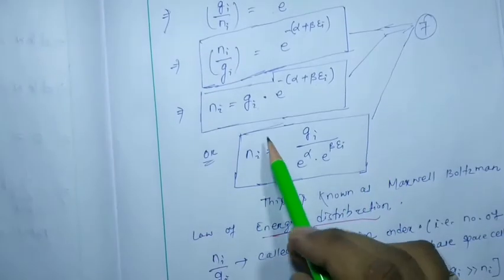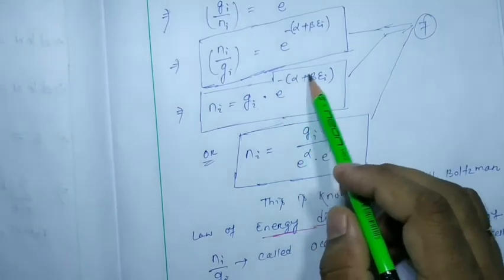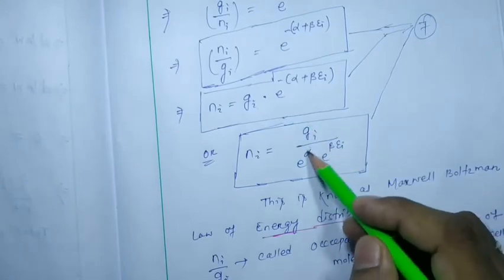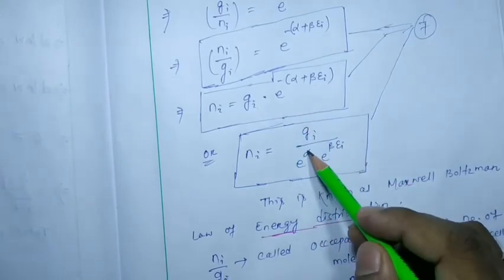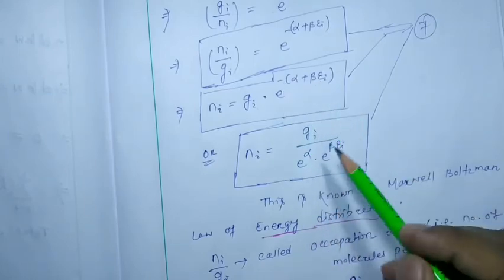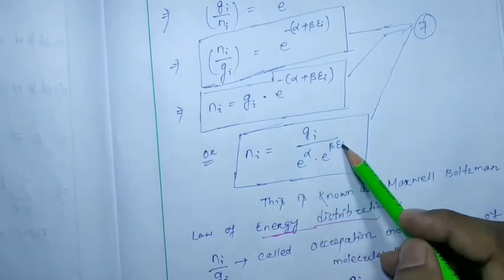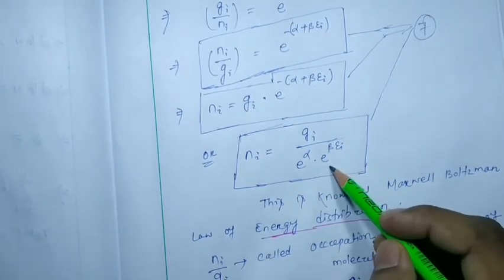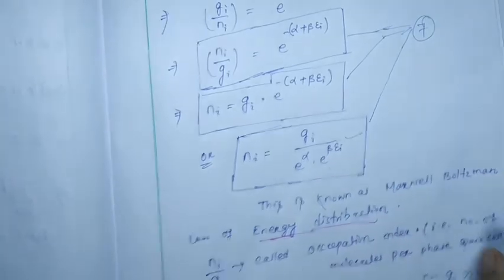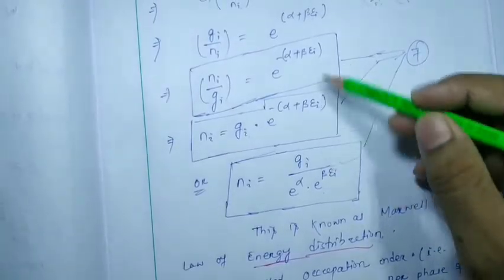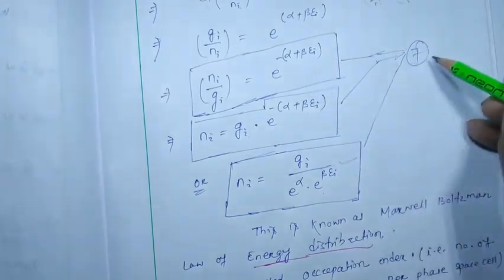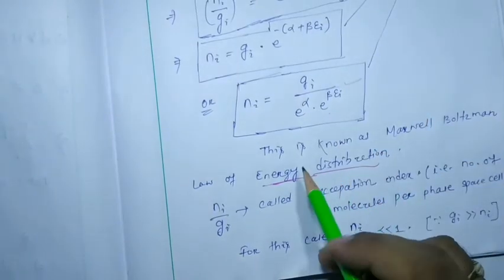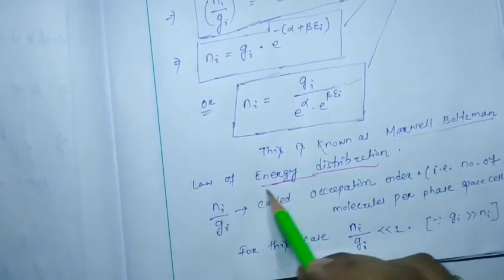Or ni can be written as gi by, if you consider e to the power minus alpha, moved to the denominator it is e to the alpha, and e to the minus beta epsilon i, or e to the plus beta epsilon i if we write it in the denominator. So ni will be this much. So these are the three forms, the same thing in three different forms. Let this be equation number 7, and these three equations are called the Maxwell-Boltzmann law of energy distribution.